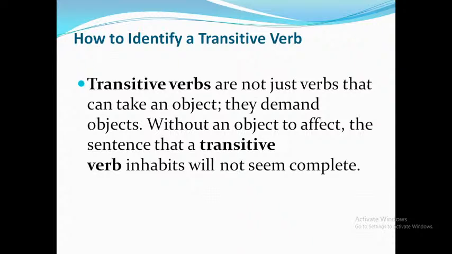Transitive verbs are not just verbs that can take an object, they demand objects. Without an object to affect, the sentence that a transitive verb inhabits will not seem complete. Okay, this means a verb for which you do not find any object can't be a transitive verb. Without object a verb can't be transitive. जिस verb का object रहेगा वही transitive verb होगा.